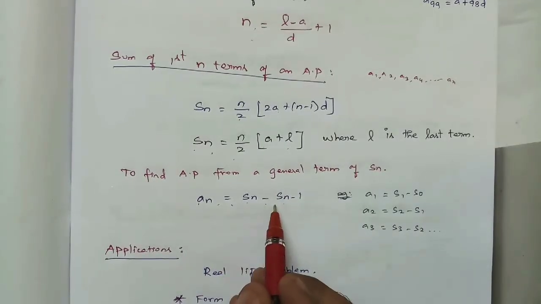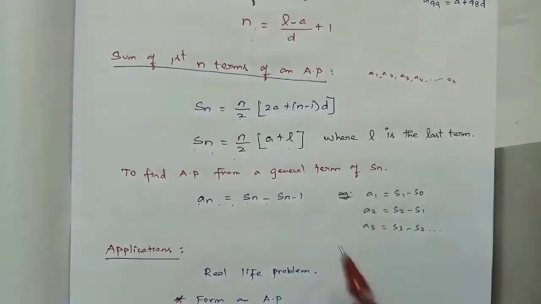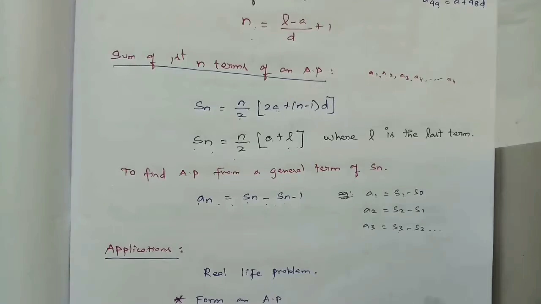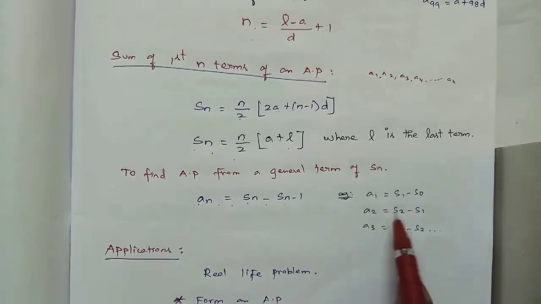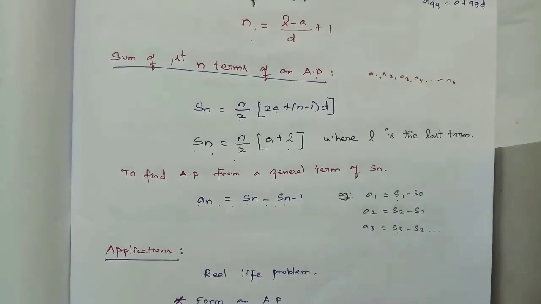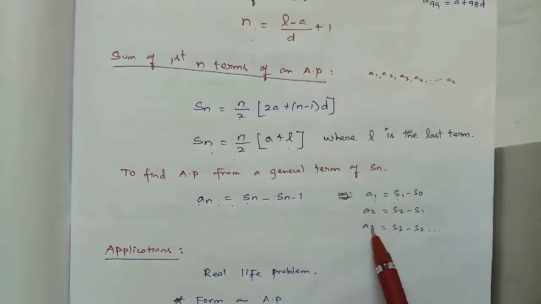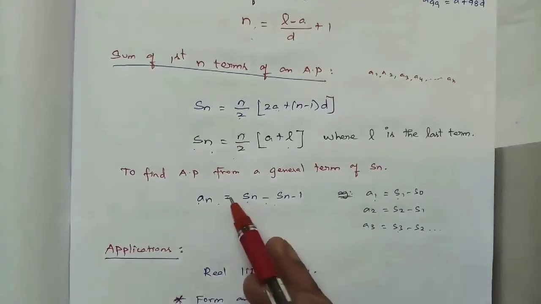Suppose we want to find A1. We find the values of S1, S2, S3, S4, S5 by substituting n is equal to 1, n equal to 2, n equal to 3, like this, in the general form. After finding the S1, S2, S3 values, we want to find A1, A2, A3. How do we find them? By using the formula.